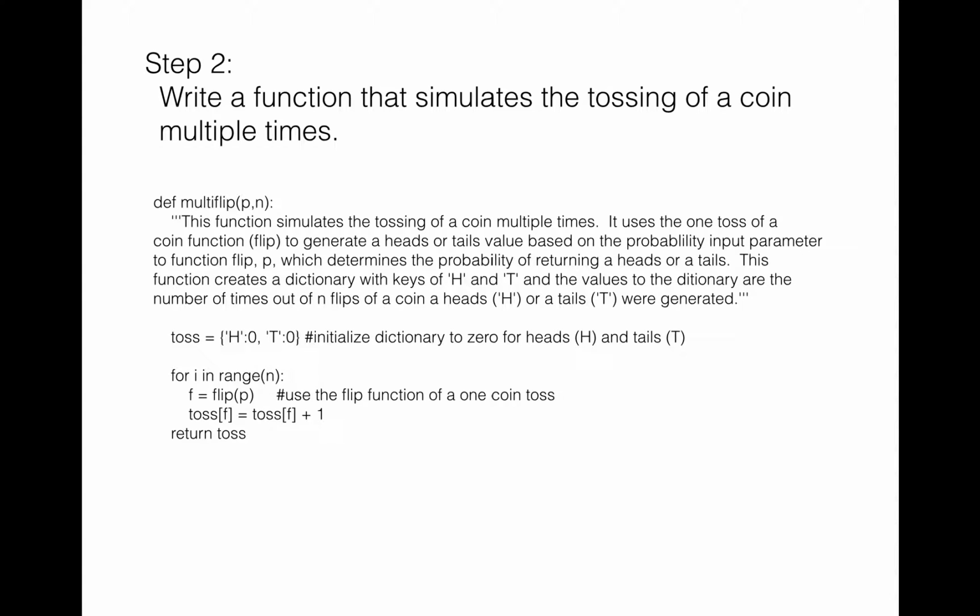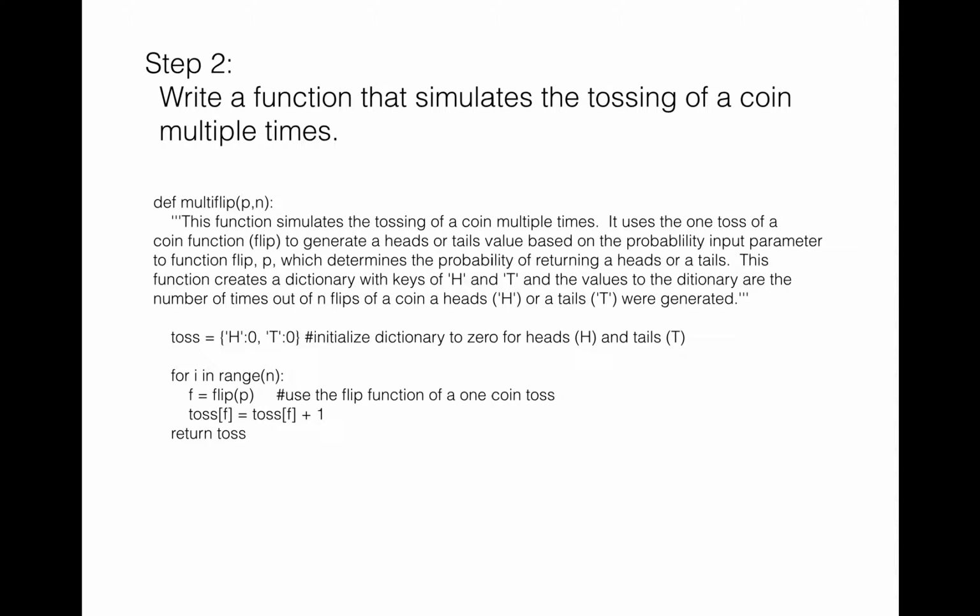My next step was to write a function that simulated tossing of the coin multiple times. And to do this, I decided to use dictionaries. First I initialized a dictionary with heads and tails as my keys, and I gave them a value each of 0. And then I said for i in range n, where n is how many times we're going to toss the coin, which is 5, 10, 20, or 50.